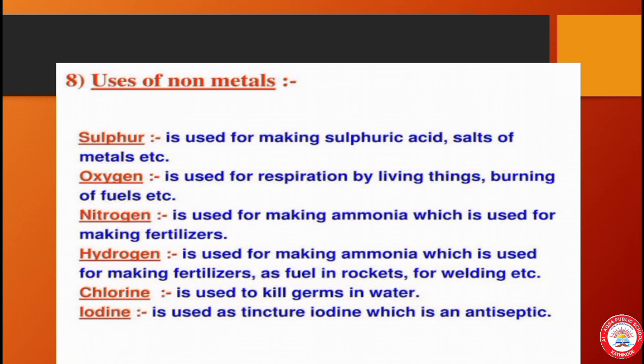Then next non-metal, chlorine. Chlorine is used to kill germs in water in the form of bleaching powder. Then the next one, iodine. Iodine is used as tincture iodine, which is an antiseptic. So these are the uses of some common non-metals.